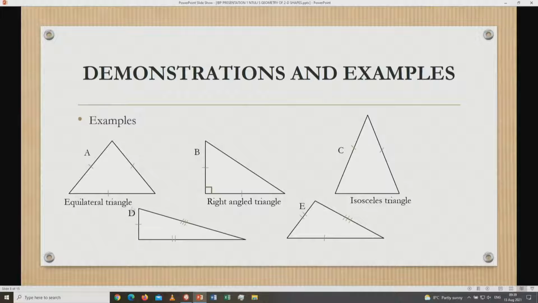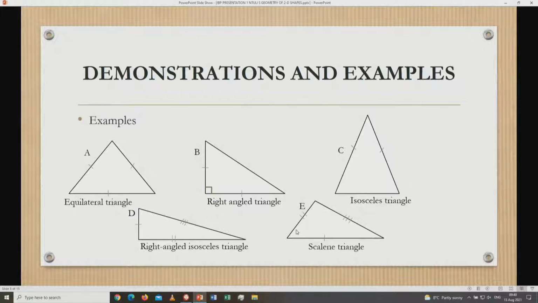Right, let us move to number D. In number D, we have also a right-angled isosceles triangle. We look at the markings again. There is a 90 degrees there. Although the line might not have been drawn, there is a 90 degrees there, which shows that this is a right-angled isosceles triangle.